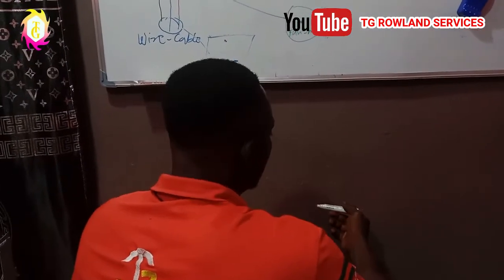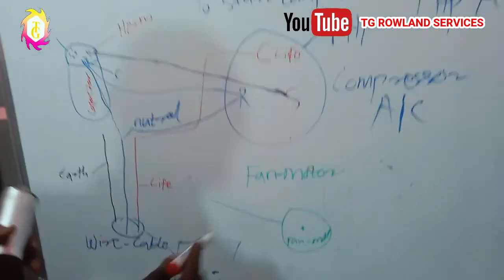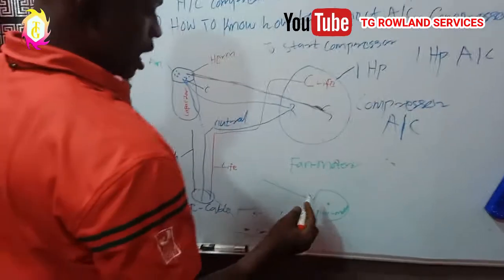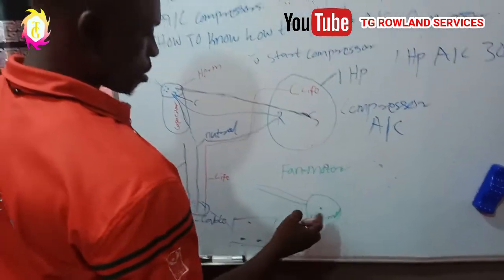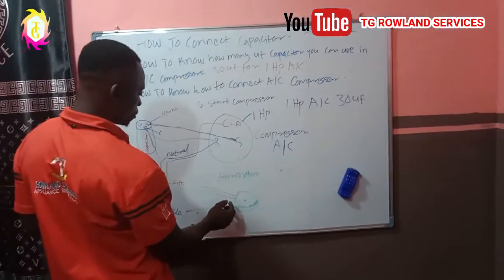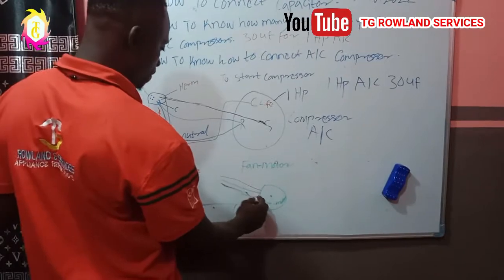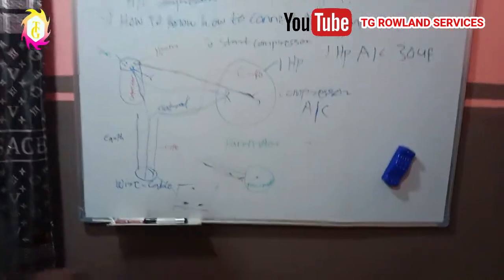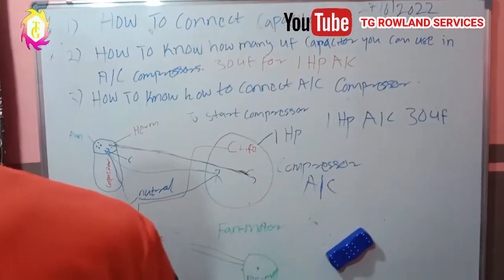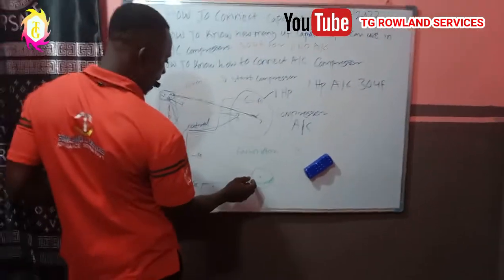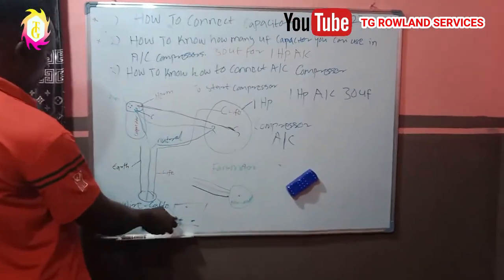It normally comes in 4 wires, and I want you to understand something. It normally comes in 4 wires. One of the wires, let me draw the diagram first. Alright, this is how we'll go.